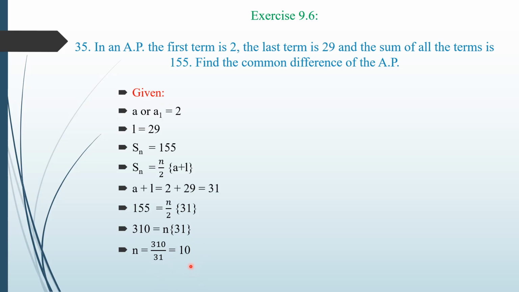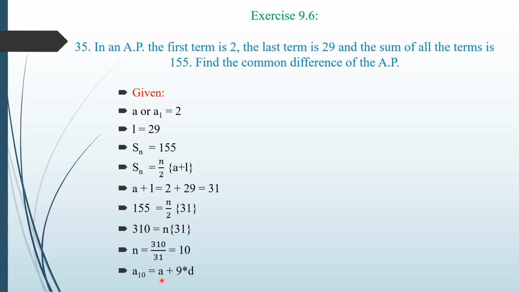Therefore there are 10 terms in this AP which give sum of those 10 terms as 155. Now we have calculated n is equal to 10. Now using all this information we need to find the common difference of that AP. So we know the 10th term, that is the last term, is 29, which he has mentioned in this question. So just now we calculated that n value is 10 here. Therefore the 10th term will be equal to 29.